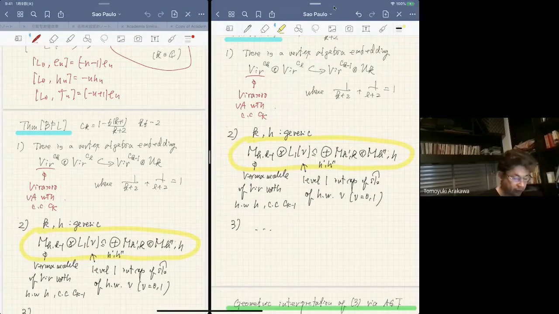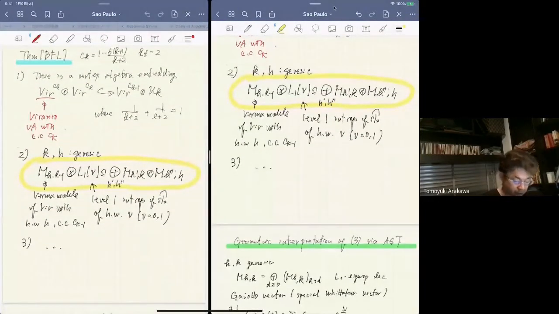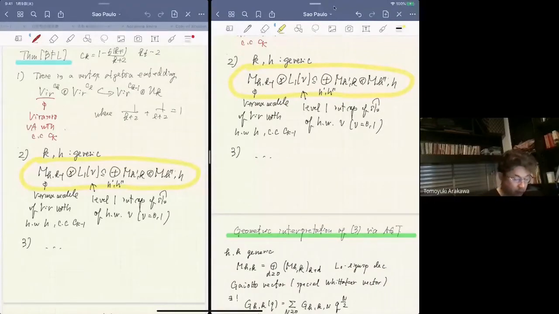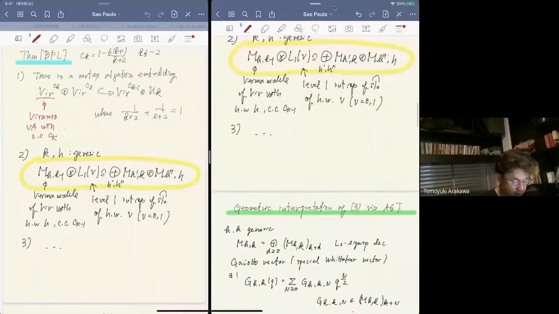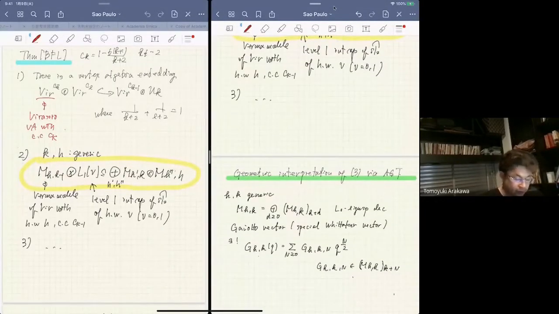This looks quite innocent, but it has a very nice geometric interpretation via the so-called AGT correspondence. So let me explain this. I assume that the parameters are generic. And so the Verma module has an L0 eigenspace decomposition, where L0 acts as K plus D.